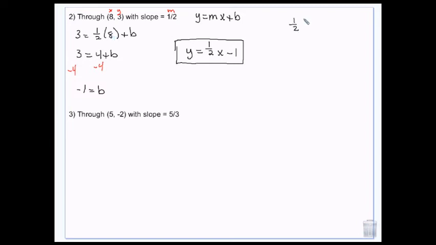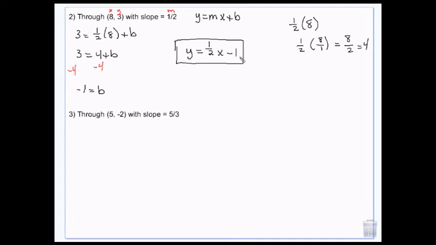Yeah. So if I want to do 1/2 times 8, I can do 1/2 times 8 over 1, which is 8 over 2, which will give me that 4. Better? Okay. So then I subtract 4 from both sides. 3 minus 4 is -1. And then I plug in my half and my -1. And so this is my equation.